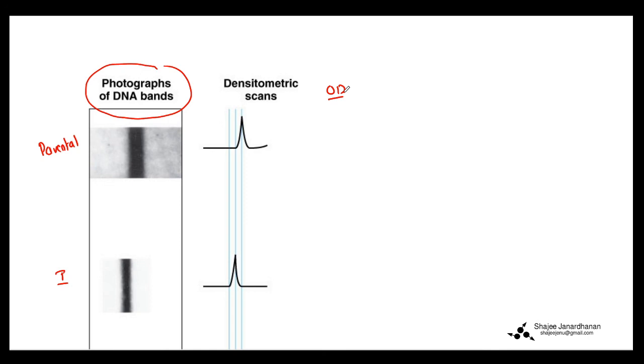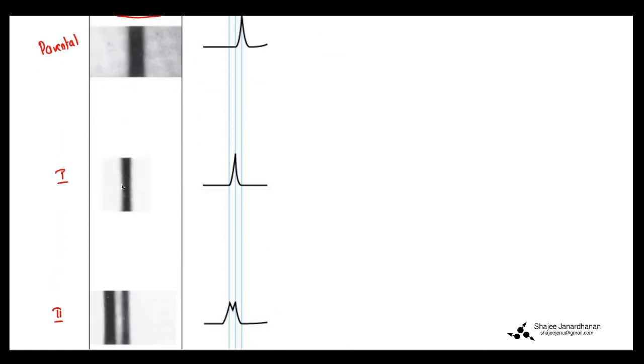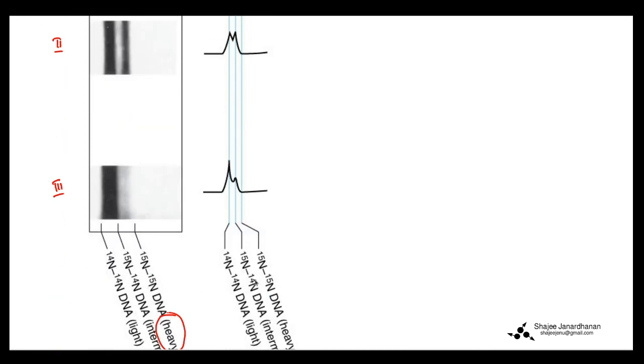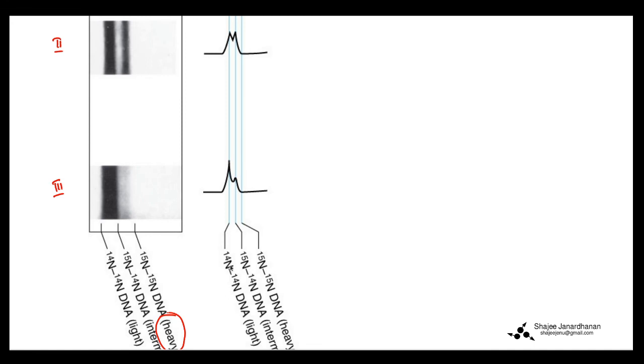The OD value is directly related to what? The concentration of the DNA present. So in the parental generation, you can see an absorption peak that corresponds to the heavy DNA. In the first generation, you find another absorption peak, but it is shifted to an intermediate density. When you come to the third generation, you are going to find two absorption peaks at 260 nanometer, one corresponding to a hybrid DNA and the other corresponding to a lighter DNA.